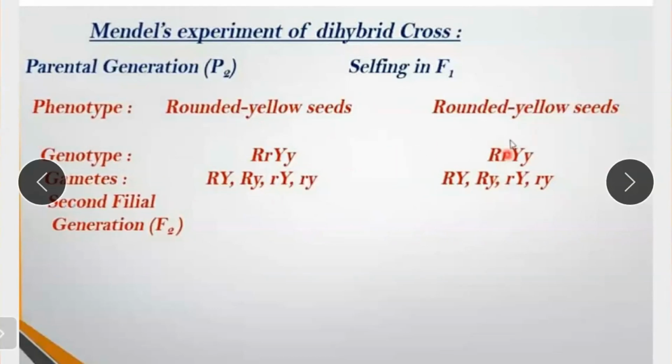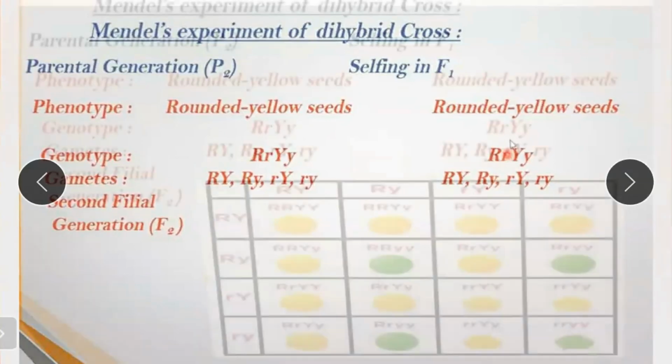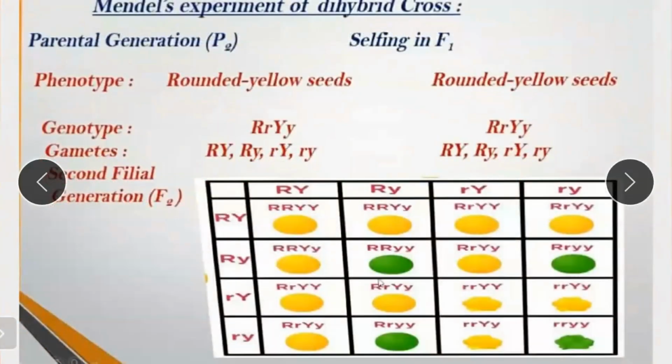So when we form a Punnett square, what do we observe? When we form a Punnett square, the parental generation is self crossed. What is the phenotype here? Rounded yellow seed is crossed with rounded yellow seed. Then what happens? What is the genotype here? Capital R, small r, capital Y, small y crossed with the same. What are the gametes here? Four gametes we have formed. So the second filial generation is shown here.